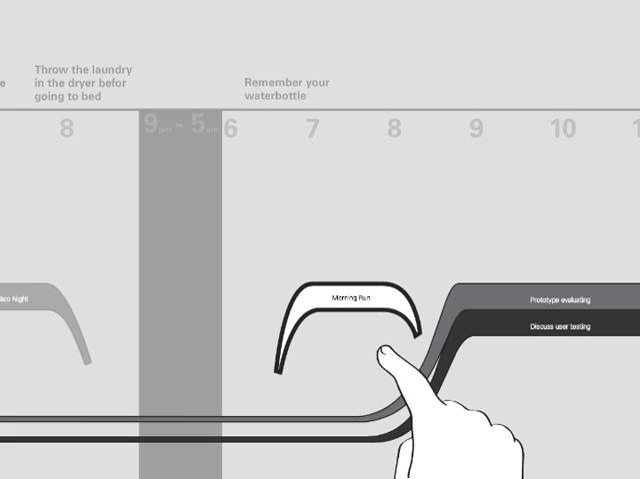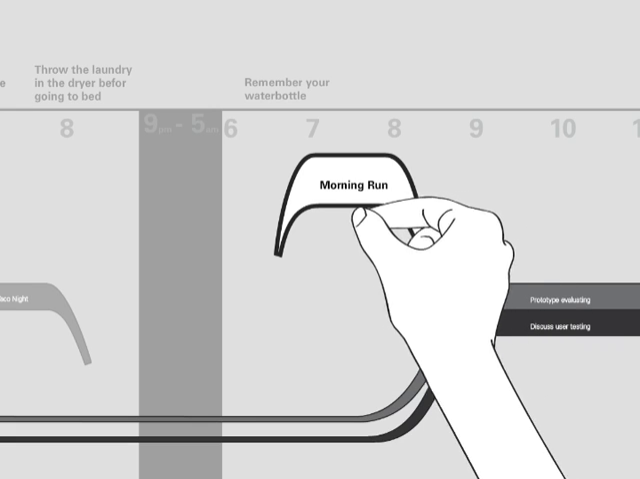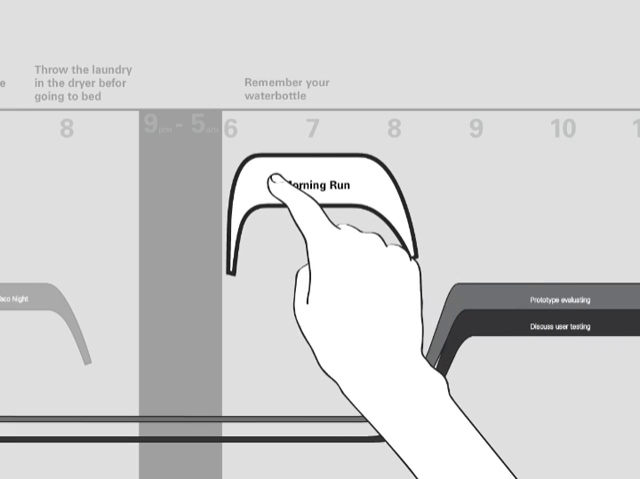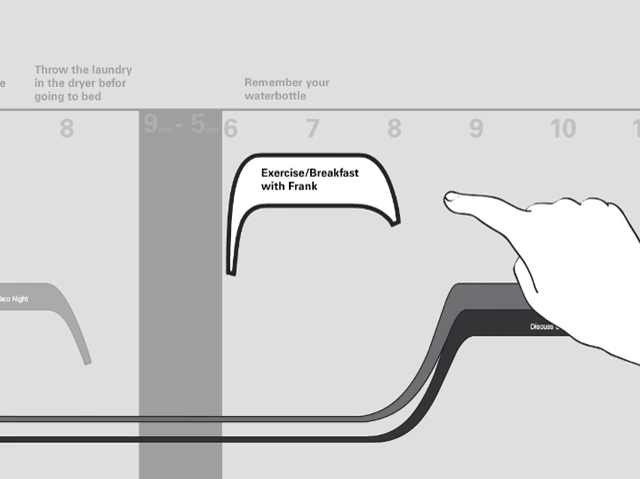Jack suddenly has a great idea. Why not invite Frank to go along? Frank agrees and also suggests going to breakfast. Jack's morning run has suddenly become much more involved, so he makes the changes to reflect this. He brings it up to a higher priority, as well as lengthens it so that they have enough time.